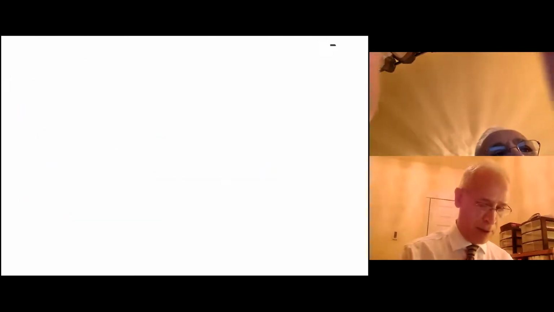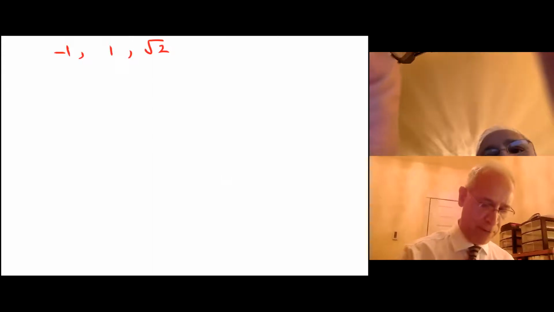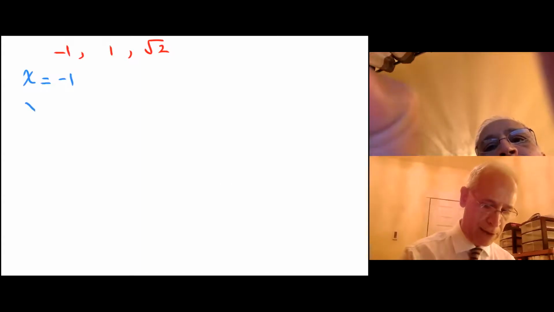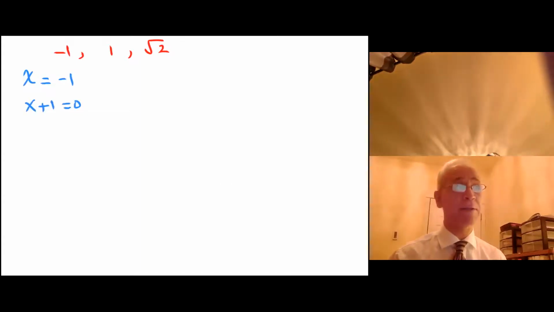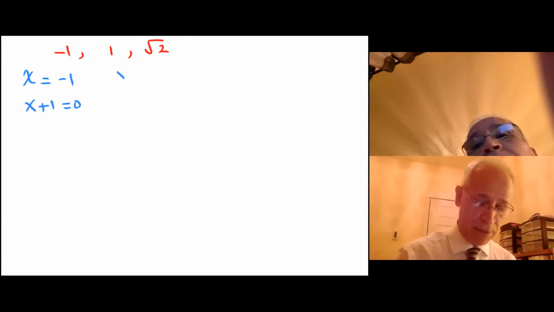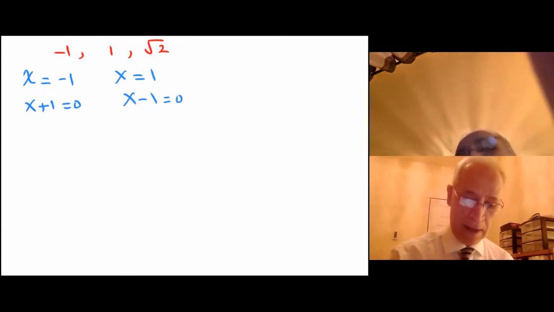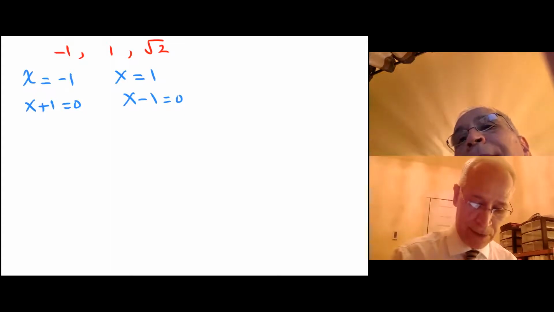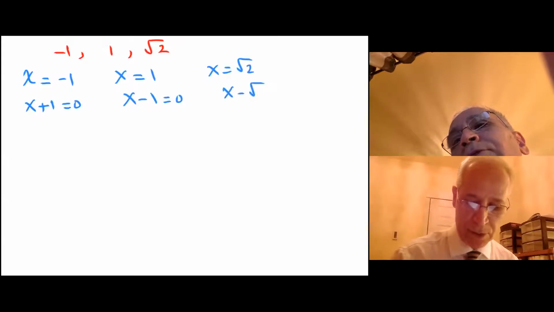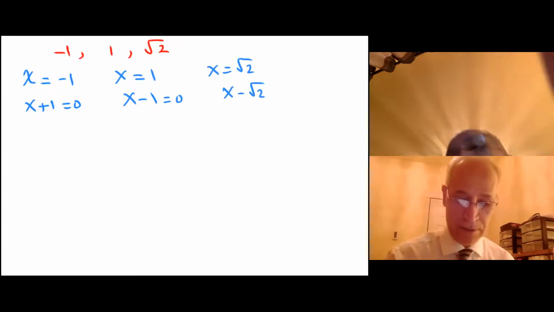If the zeros are given as -1, +1, square root of 2. From the first one, I can say if x equals -1, then x plus 1 equals 0. That's a factor. If x equals +1, then x minus 1 equals 0. So x minus 1 is another factor. Using square root of 2, if x equals square root of 2, then x minus root 2 is another factor.